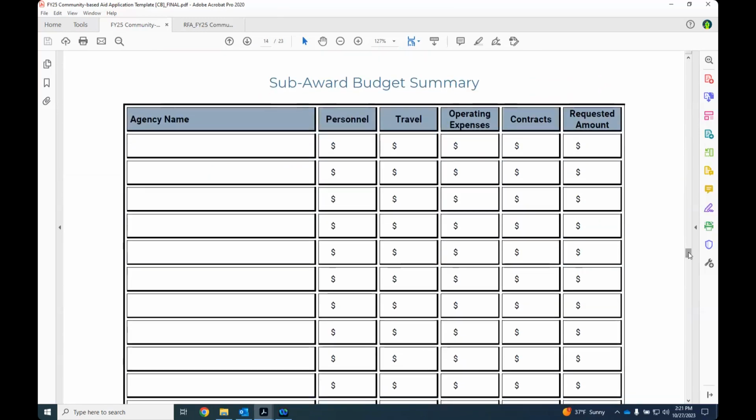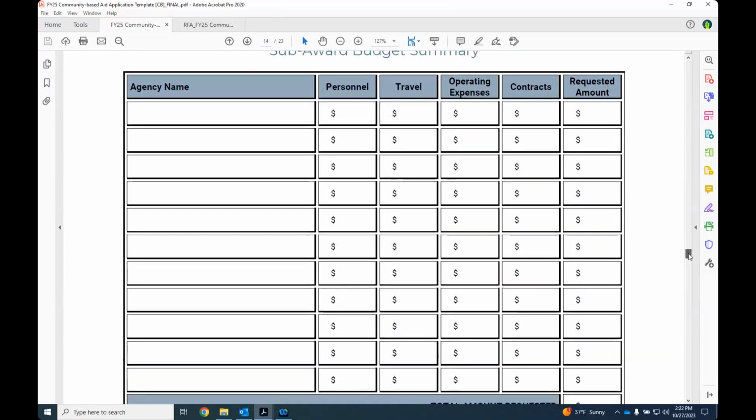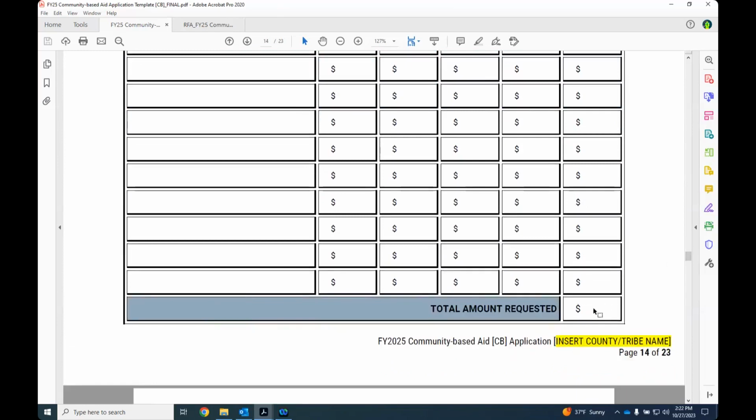Here we have the subaward budget summary. This is where you're going to list all your subawards, the agency's name, and then the columns showing their total expenses. You may only have one, you may have none, you may have several. And then this total will match the total again up on the budget summary, the first page. This total will match the subaward total on that.